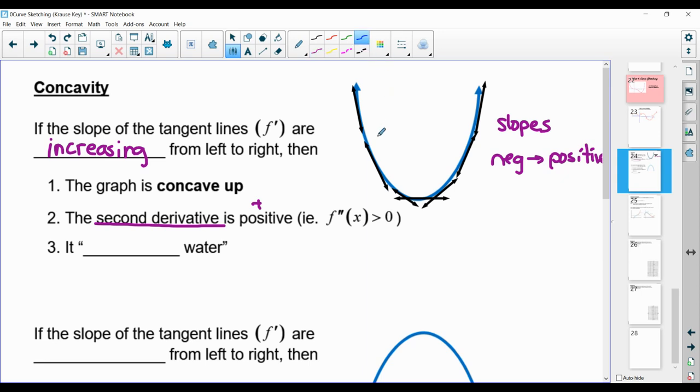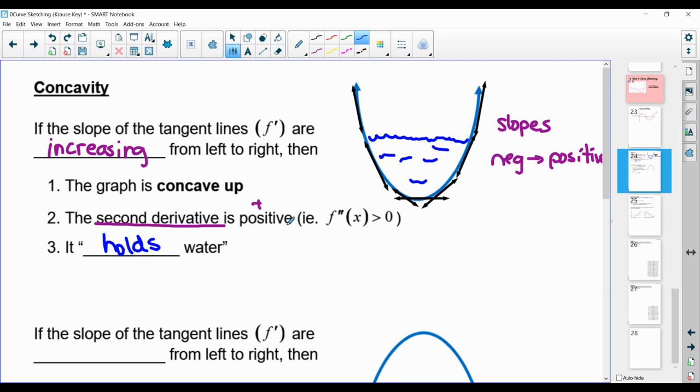All right, another way to think about this, if we're looking at just a diagram and we want to see is it concave up or concave down, we could think about it as holding water. So we can say it holds water. So if I were to actually pour some rain from the sky, this part of the graph would actually hold water.